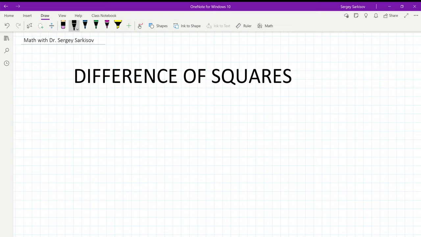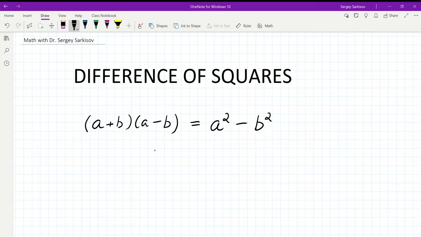I wanted to share with us today some tricks that can be derived from the technique of difference of squares. What is difference of squares? Basically, it's when you're multiplying two binomial expressions, a plus b times a minus b. And if you expand it, if you FOIL it out, you will get a squared, the square of the first term, minus b squared, which is the square of the second term.